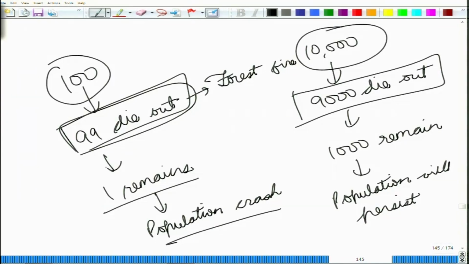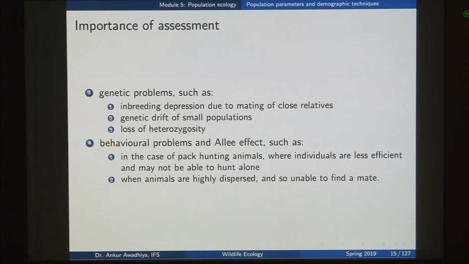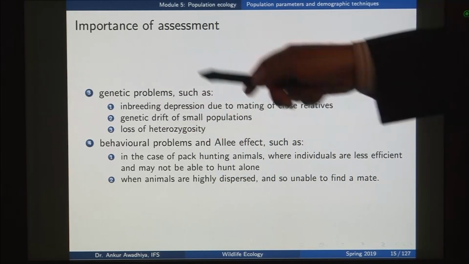To understand this, we have the same scenario in both situations: a forest fire clearing off a very large area of the forest. The impact of any of these environmental stochasticities can only be understood if we know the size of the original population. With this we can make an assessment of the probability of a population crash or survival of the population. Or you can even try to understand the possibility that you will observe genetic problems in your population.